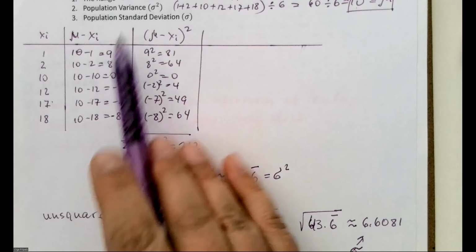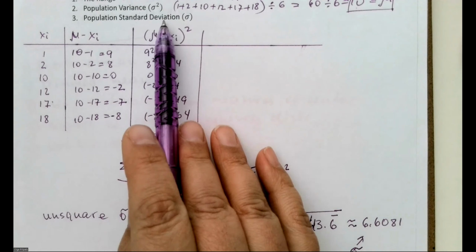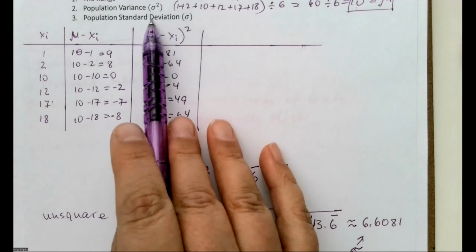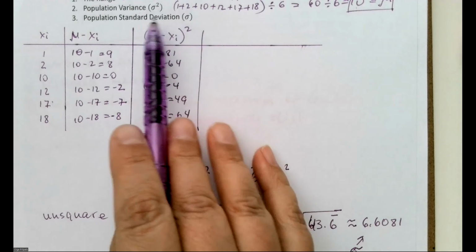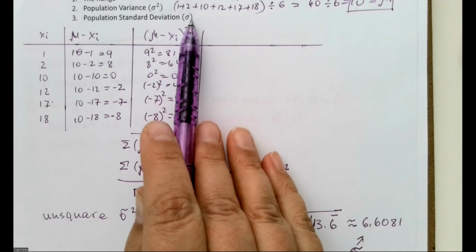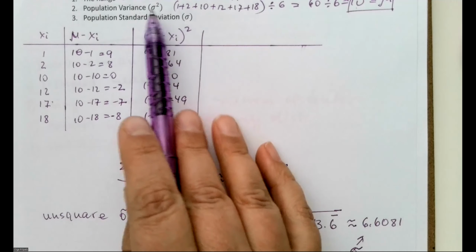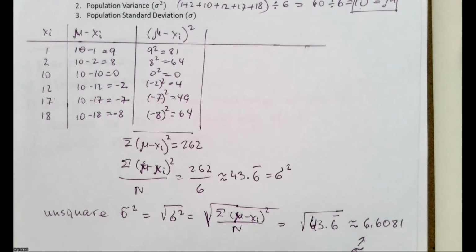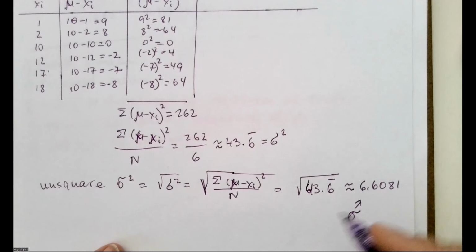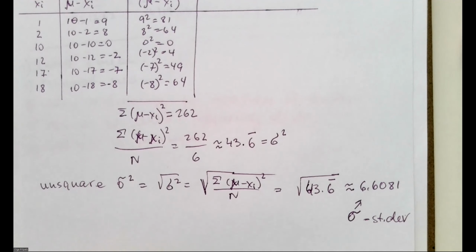So the relationship between the population variance and population standard deviation is that the population standard deviation is the square root of the population variance. And if you have a standard deviation and you want to find out what the variance would be, you would square the standard deviation to get the variance. So that's the relationship between those values. Standard deviation.